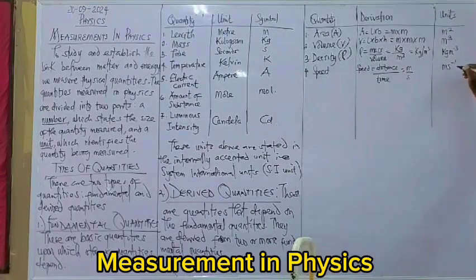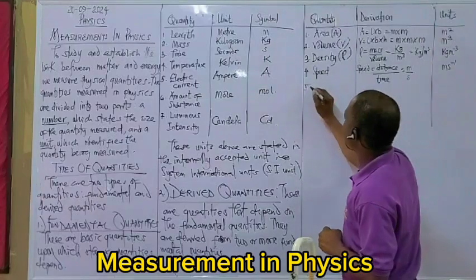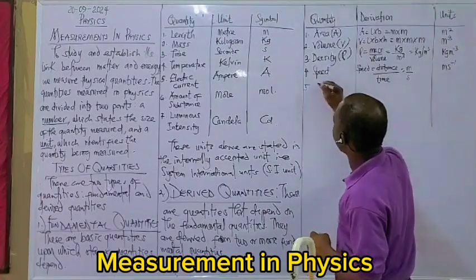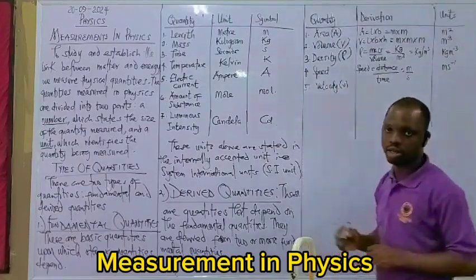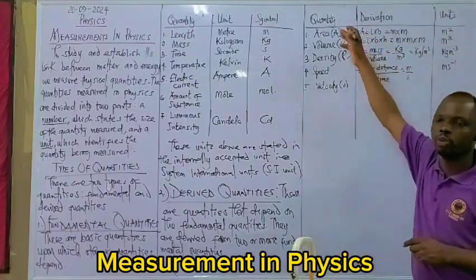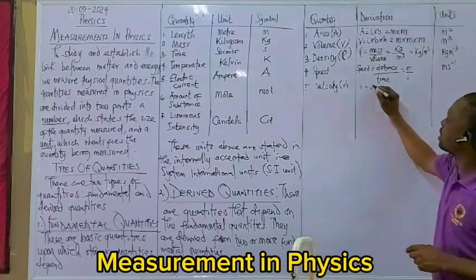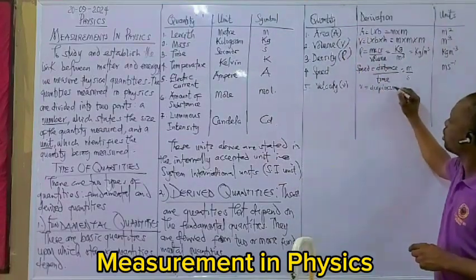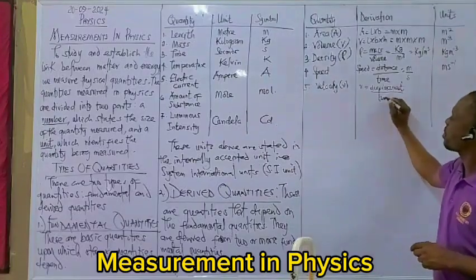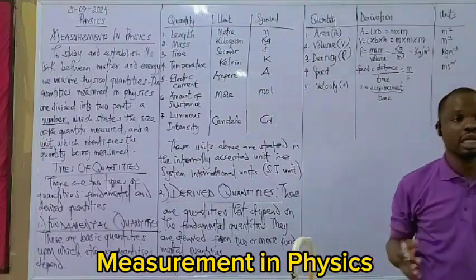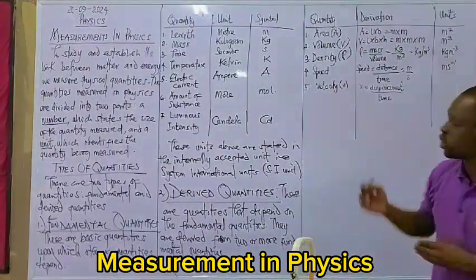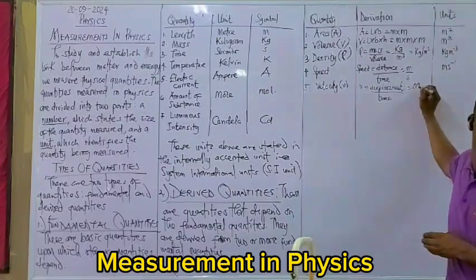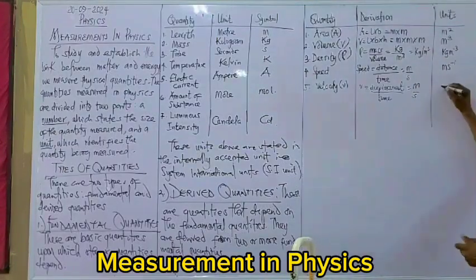Meters per second. Then we have another one, we call it velocity, small v. It's quite different from volume. Velocity, small v, is what? Displacement over time. Displacement is a distance covered in a specific direction. So it's also a distance. So we are going to write meters right here over seconds. What are we going to write here? ms raised to power minus 1.